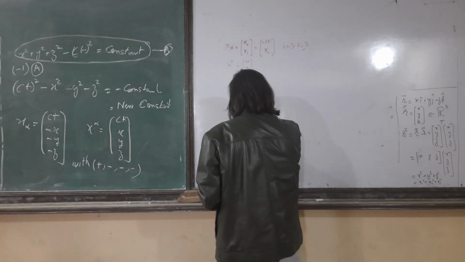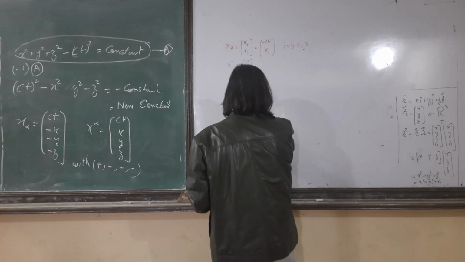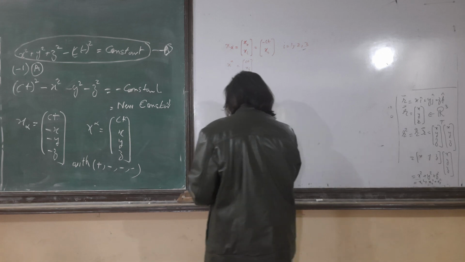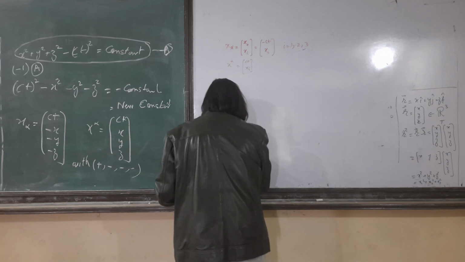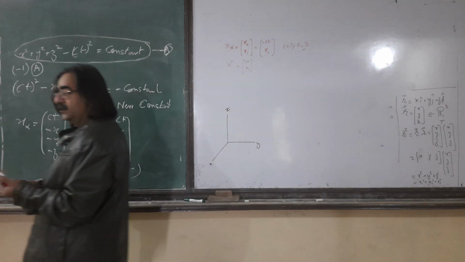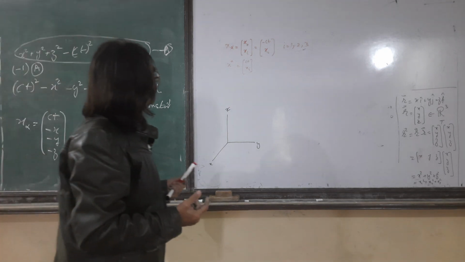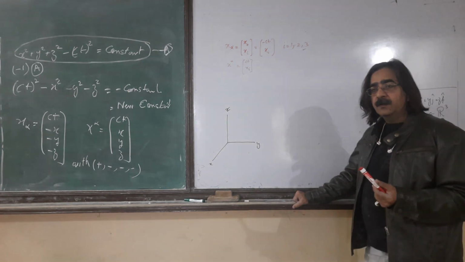And in this case, usually you define that these are the 3-dimensional space x, y, z. Okay. This is x, y, z real space.